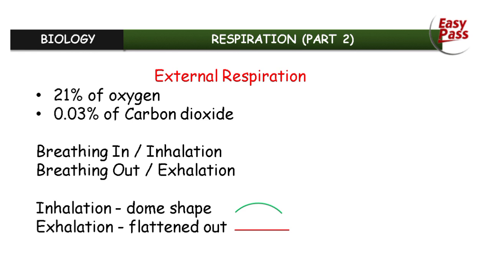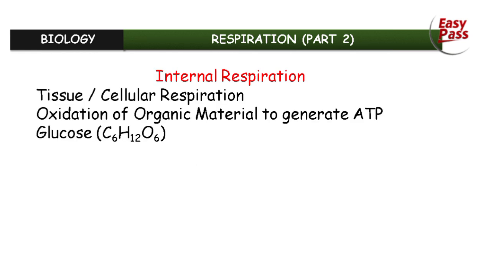When people are given oxygen in the hospital, most times it is just air with a higher percentage of oxygen, maybe 75 or 80%. That is what we have in most cases where people are given oxygen in the hospital, just to make it concentrated. Now that's external respiration. Now we'll come to internal respiration.